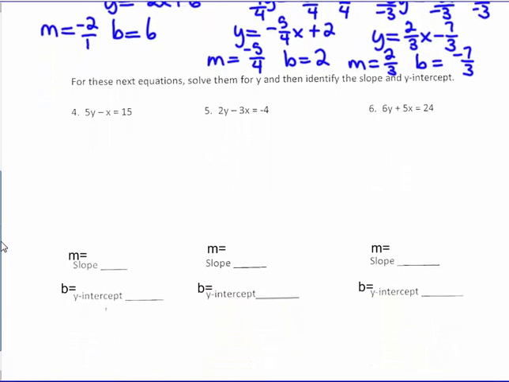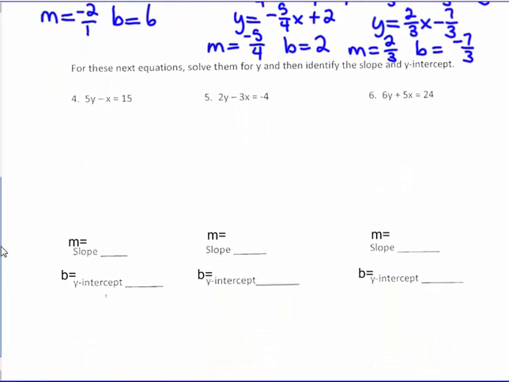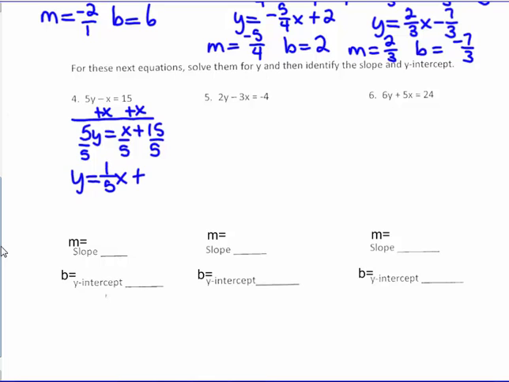For these next equations, solve them for y and then identify the slope and the y-intercept. Well, we already did that, only now I have little blanks down here, m equals and b equals. Okay, so standard form again, got to get it into slope-intercept form. Well, I'm going to add x to both sides and move that over first. And I get 5y equals x plus 15. Dividing by 5, I get y equals 1/5 x, or x over 5. I can leave it that way, or I could say 1/5 x plus 3. So my slope is 1/5.